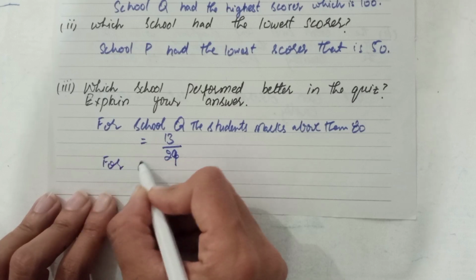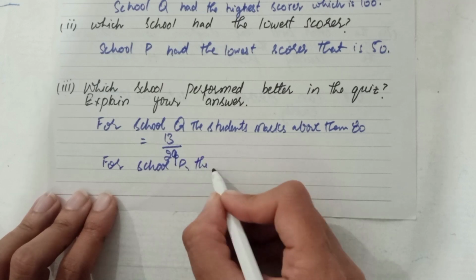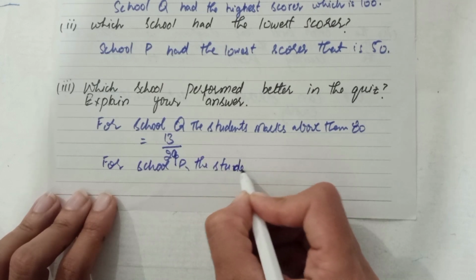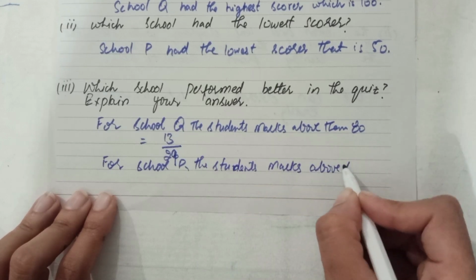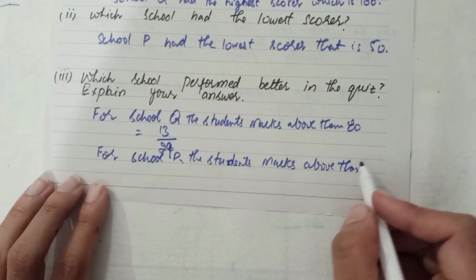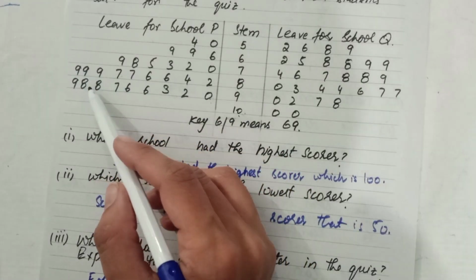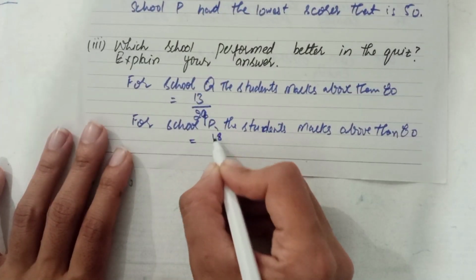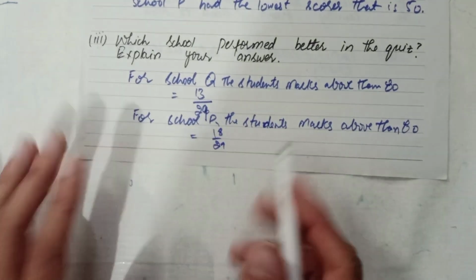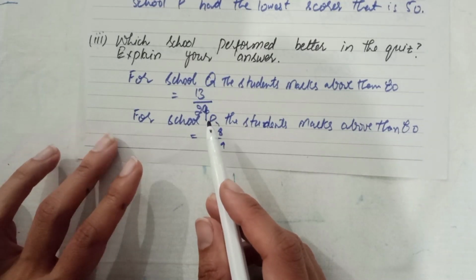And for school P, the students with marks above 80. These are 1, 2, 3, 4, 5, 6, 7, 8, 9, 9 and 9, 18. These are 18 students. 18 over 29. It means that school P had the better performance because its fraction is better.